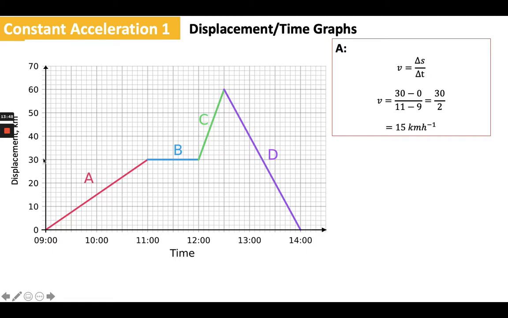Now, the change in displacement is given by the end displacement minus where I started. So the final displacement minus the initial, 30 minus 0. And that's going to be divided by 11 minus 9, which is the change in the time. Okay, 30 divided by 2, which gives me 15. And then that's kilometres per hour, because those are the units I've used. So the answer is 15 kilometres per hour.